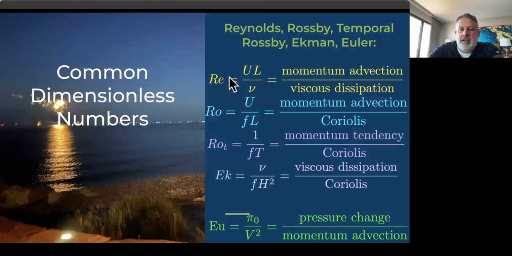So if we go back, these are just the ratios we've been talking about, and here's the new one, the Euler number, the pressure change over the momentum advection. But we've been talking about how to interpret them, like it's the momentum versus the viscosity, or the momentum versus the Coriolis, and so on. Here are just the ratios of what those terms are in terms of velocity scale, length scale, viscosity, and so on. Those are the things we're giving names, and it's because they appear as the coefficients in the equations after you non-dimensionalize the equation.